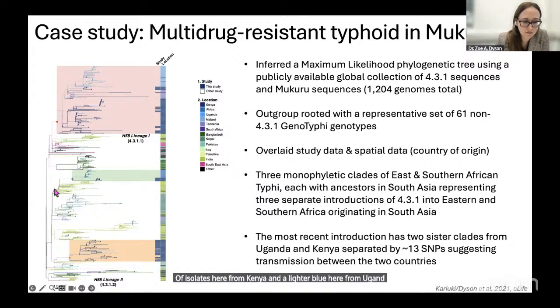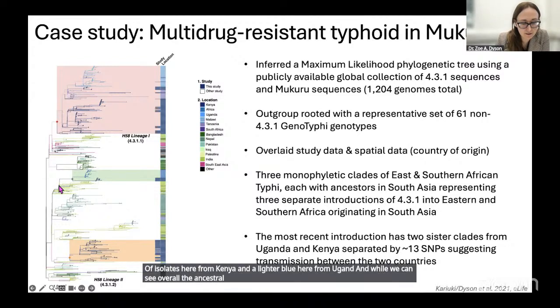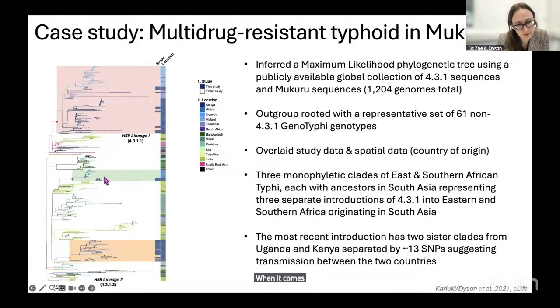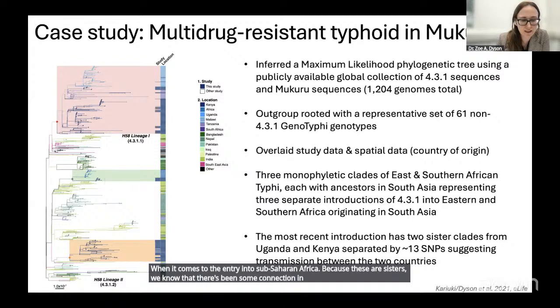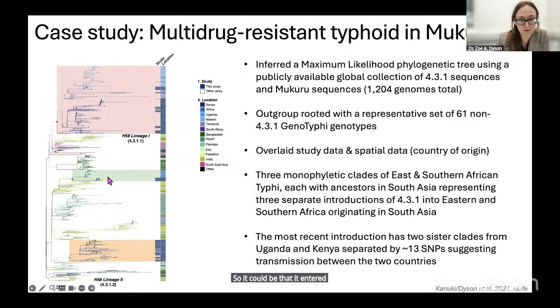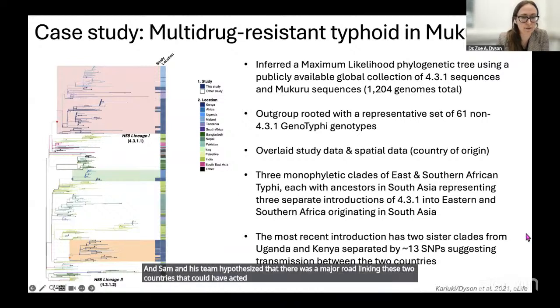And while we can see overall the ancestral sequences are from Southern Asia, when it comes to the entry into Sub-Saharan Africa, because these are sisters, we know that there's been some connection in the transmission there, but we can't tell anything about the direction of that based on the tree structure. We don't have that information to fill in the gap. So it could be that it entered Uganda first before moving to Kenya, or vice versa. And Sam and his team hypothesized that there was a major road linking these 2 countries that could have acted as a transmission route.